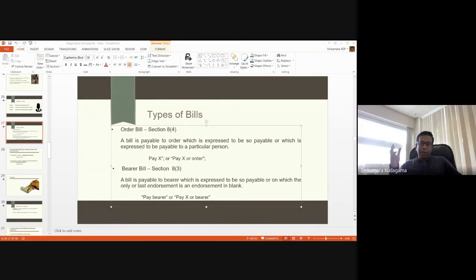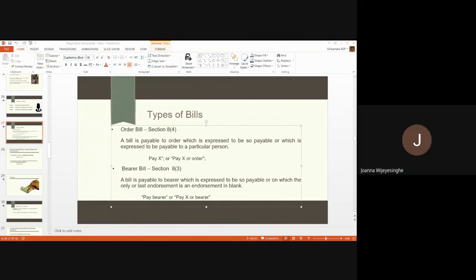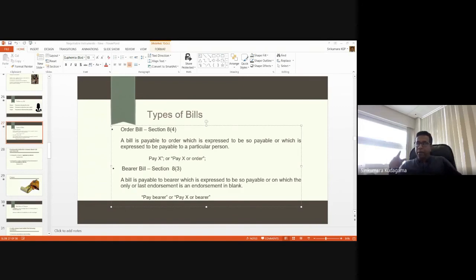Now we'll take the simple thing. You have a check which says pay X or bearer, right? What is it? It's a bearer bill or an order bill? It's a bearer bill. Now to make that bearer bill an order bill, what do you do? What can you do? The wording given is like what is in the last few words in this slide. Pay X or bearer. What do you do to make it an order bill?